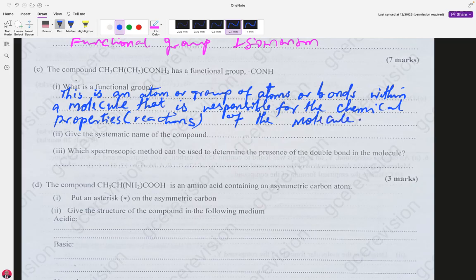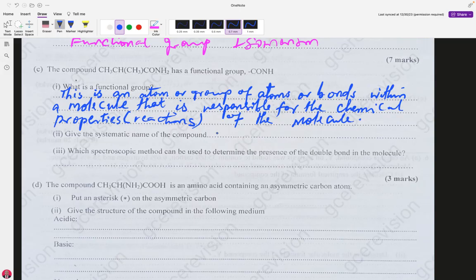So you have seen that a double bond, a single bond, a triple bond is also a functional group of alkenes and alkynes. You have seen that if a chlorine atom is attached to something, we call that a halide. That's already indicating a functional group. If a nitrogen is present, it is already indicating an amino type of thing. So we now say it is an atom or group of atoms or bonds within a molecule that is responsible for the chemical properties or reactions of the molecule. That is all for a functional group.